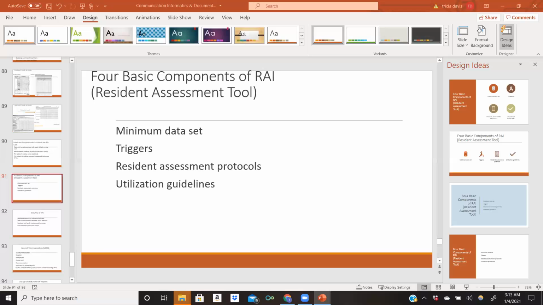And then you have utilization guidelines, which are specified in state operation manuals that direct when and how you should use RAIs in the long-term care facilities.